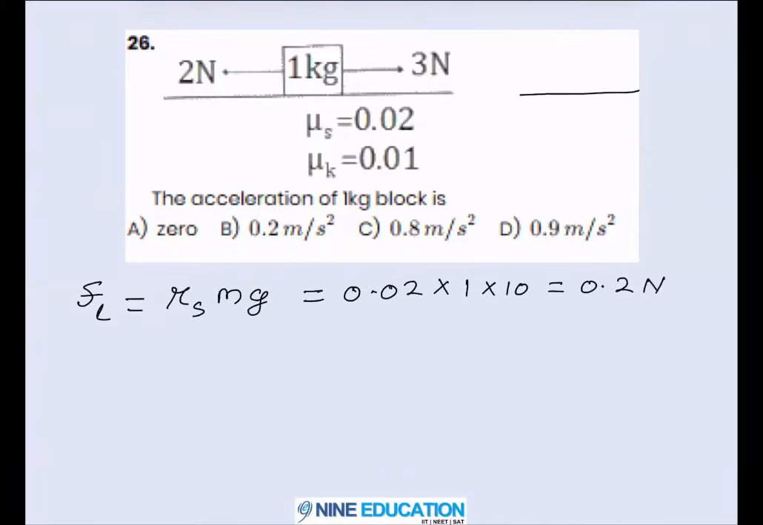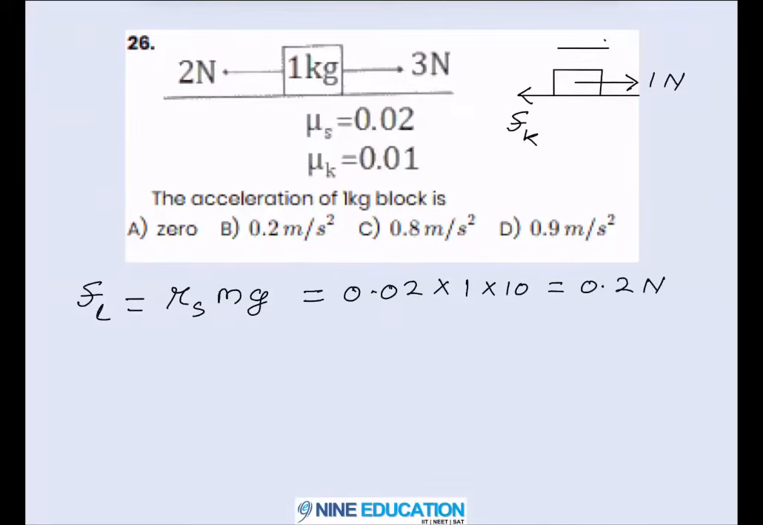Now let us calculate the net force that will be experienced by the block due to the external forces. 3 Newton on the right side, 2 Newton on the left side. So the net force will be 3 minus 2, which is 1 Newton in the right side direction. Now it is quite obvious that this 1 Newton force is greater than the limiting friction. So which friction is going to act? The kinetic friction is going to act in this particular situation.